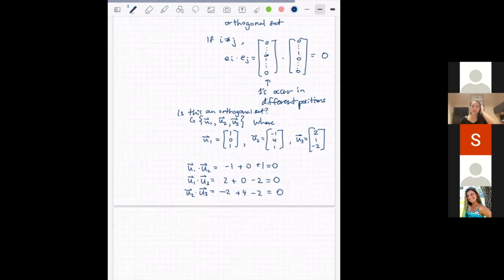Okay. So those are all of the possible combinations, because if we were to do this in a different order, we would just get the same thing, right? By the properties of dot product. So yes, it is orthogonal.